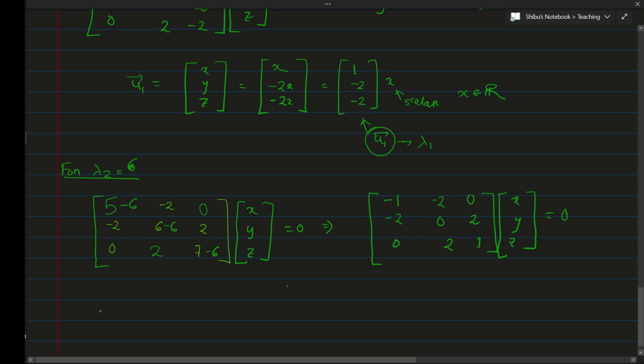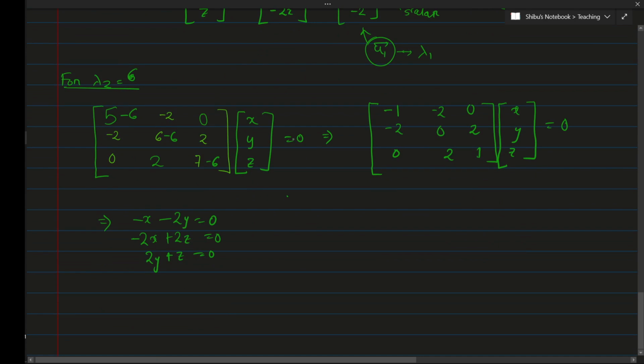So after multiplying this, we will get minus x minus 2y equals 0. Then another equation we get is minus 2x plus 2z equals 0. The third equation we get is 0 times x, 2y plus z, so 2y plus z equals 0. Right. Now from this equation we can say that z is equal to minus 2y.